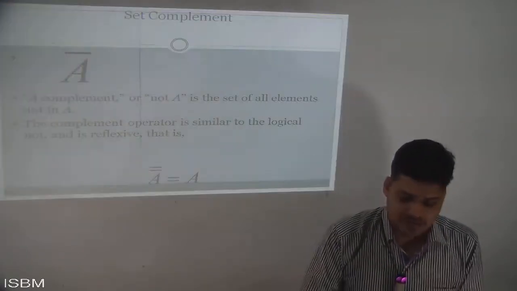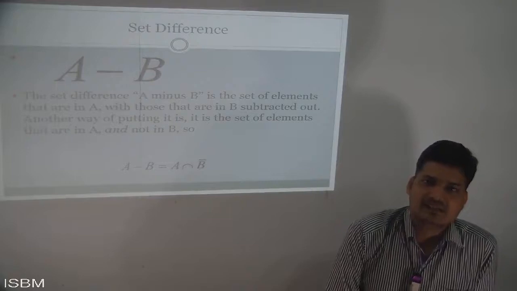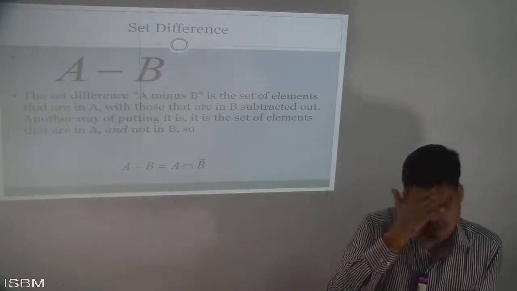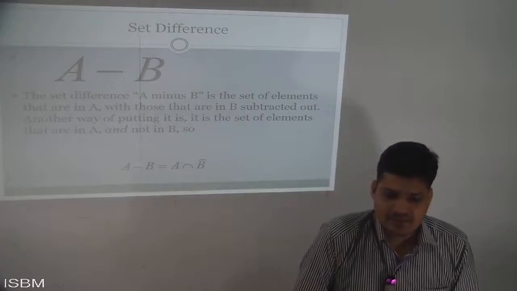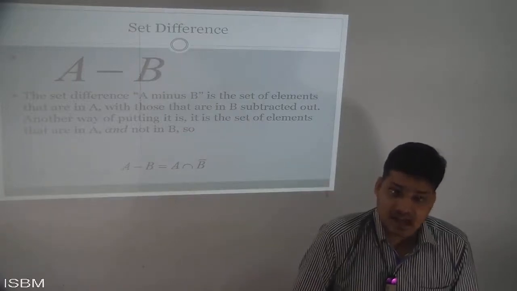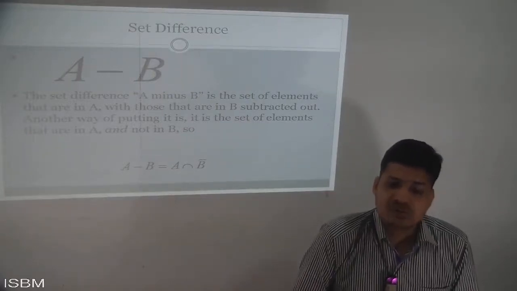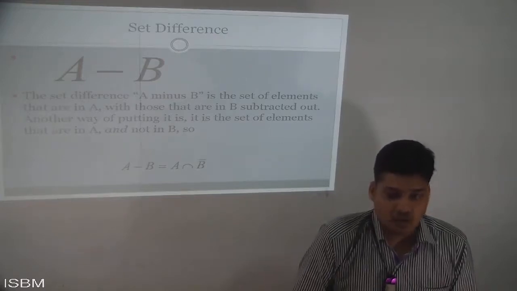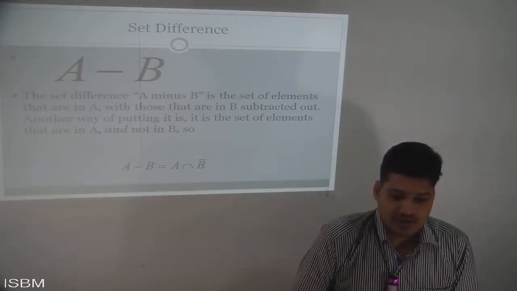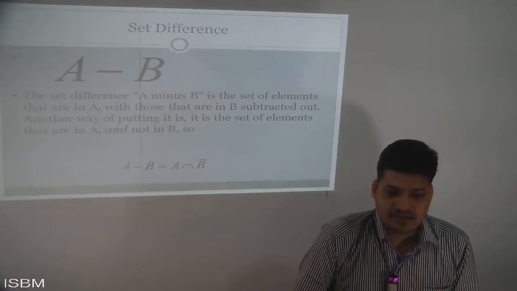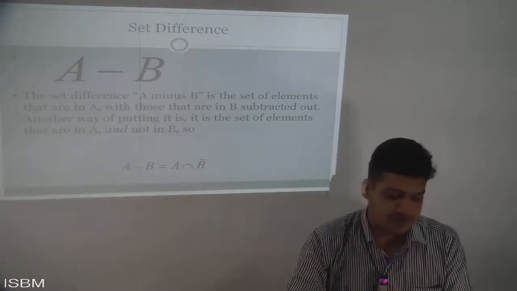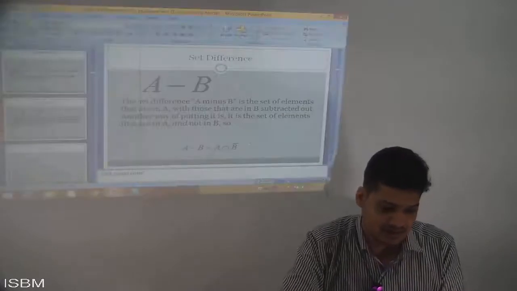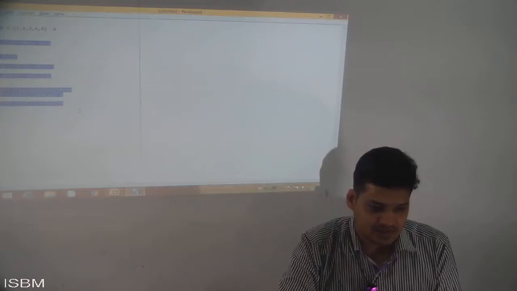Then we are going to check A minus B. It's a different set, the difference. The set difference A minus B is the set of elements that are in A and those that are in B subtracted out. So another way of putting it is the set of elements that are in A but not in B. So we will say like that, A minus B.